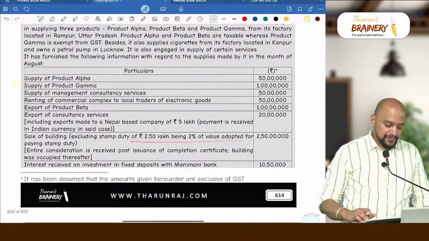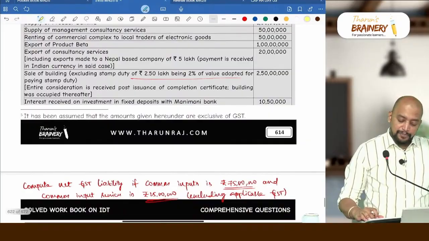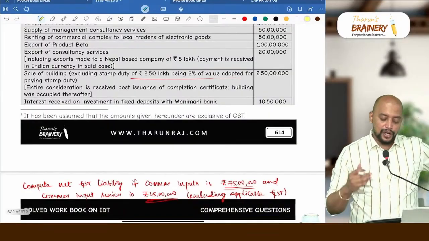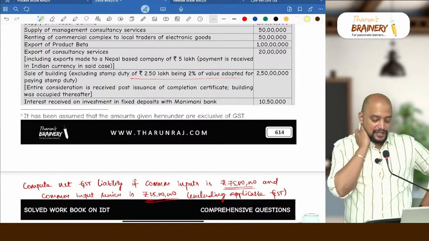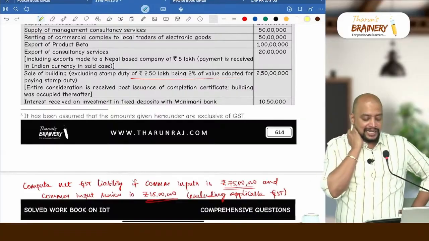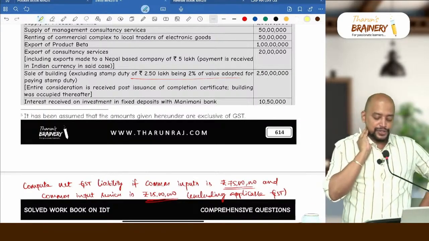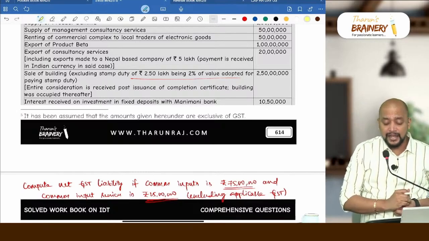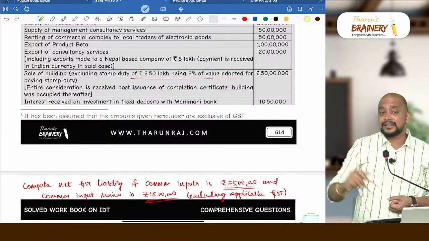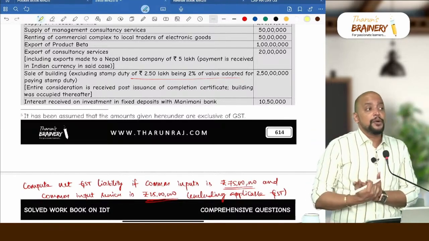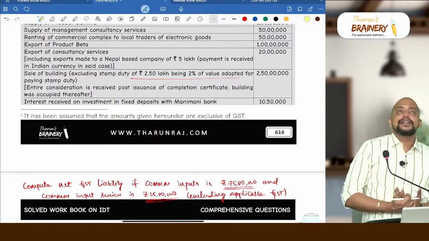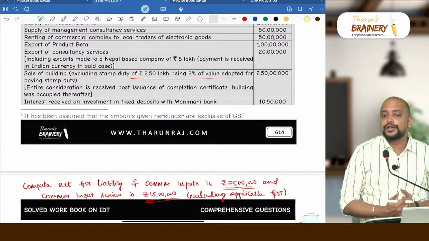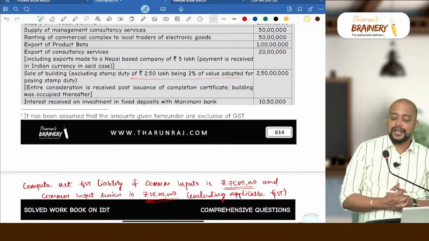And next one, sale of building excluding stamp duty of 2,50,000 being 2% of the value adopted for paying stamp duty. Entire consideration is received post issuance of completion certificate. Which means it is not a supply, but it will be treated as exempted supply for ITC purpose. How much should be taken as the value? In case of sale of building, we need to take the stamp duty value.